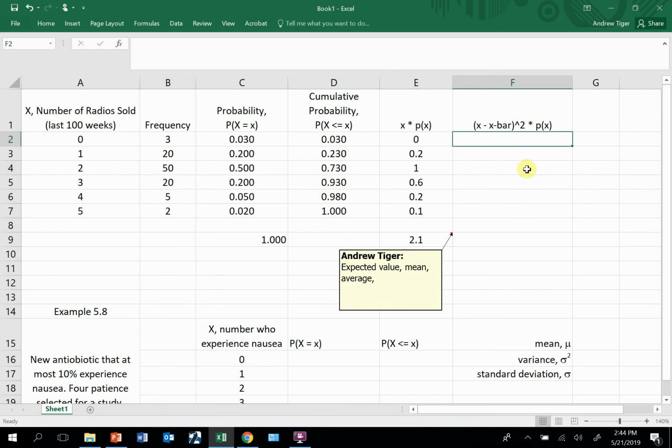How we calculate a variance is we take the difference between this one and this one, we square it, and then we multiply by the probability. So you've got to use some parentheses, and I take this minus this, and we square it. Now I'm going to copy this down, so I'm going to put dollar signs around my average, and then this gets multiplied by the probability.